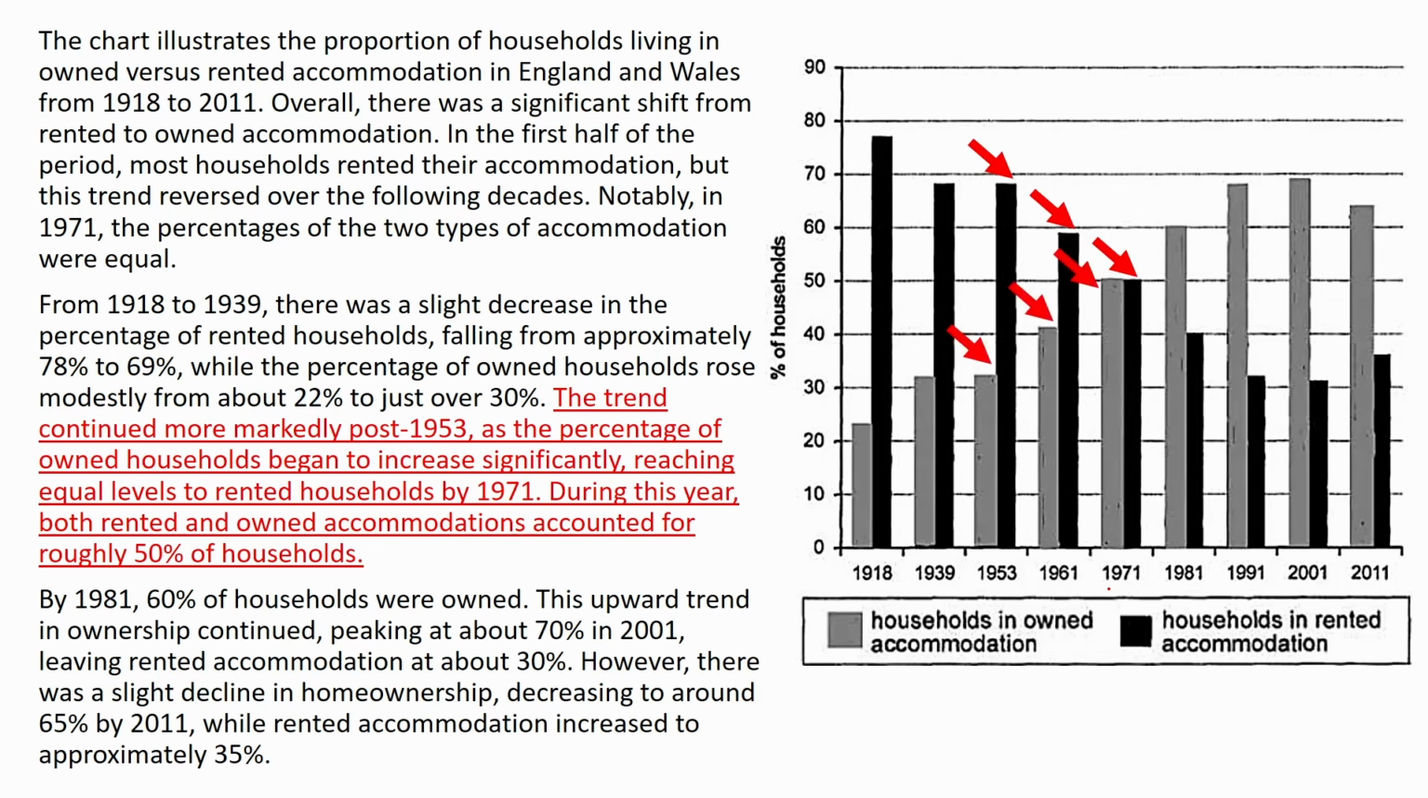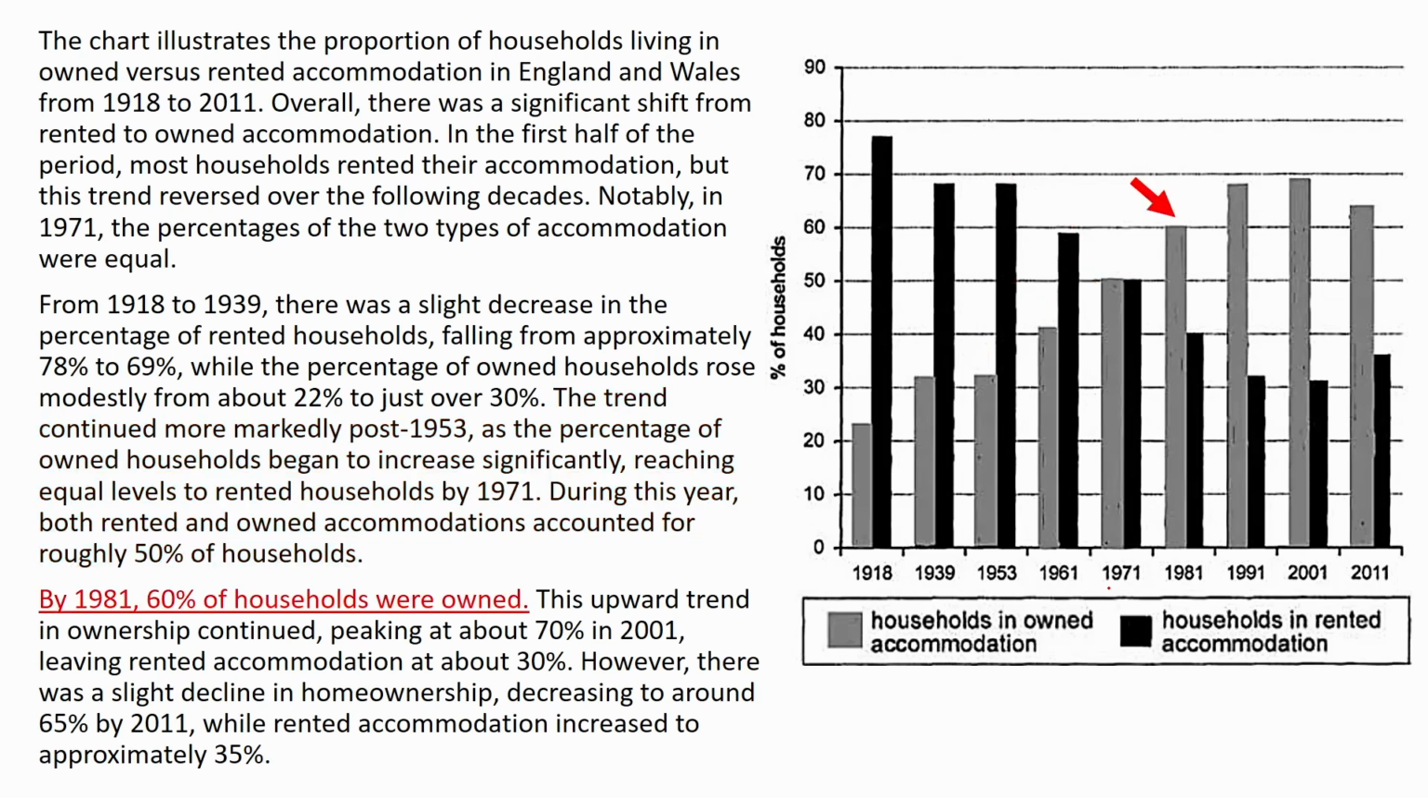Now let's continue with the second part. By 1981, 60% of households were owned. Now let's move on with 1991 and 2001. This upward trend in ownership continued, peaking at about 70% in 2001. So I mentioned the highest point, which is this part in 2011, leaving rented accommodation at about 30%, this part.